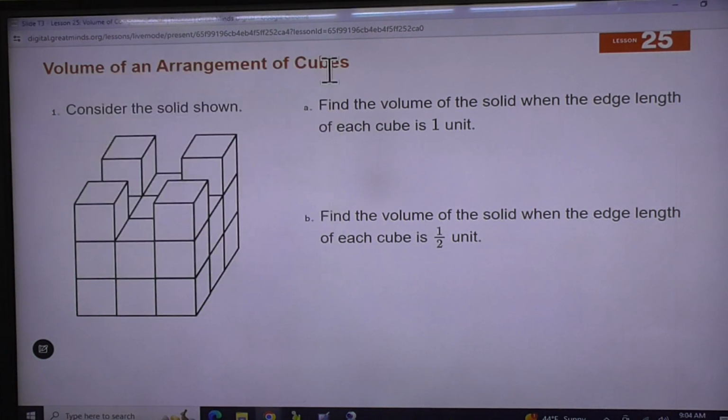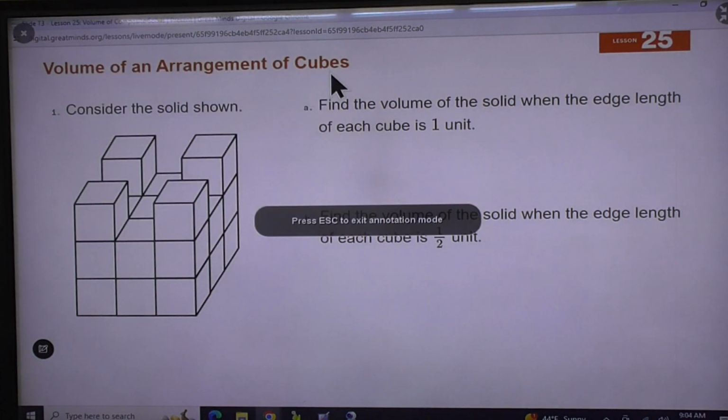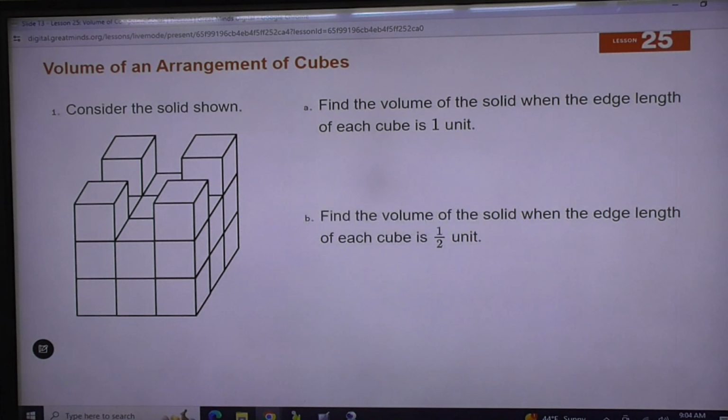All right, so I'm going to go ahead and stick to Kendall's theory. He said if we go ahead and find the volume of 1 cube, count how many cubes we got, we should be able to put it all together, right? All right, so we're going to do that. So it says right here, consider the solid shown. Find the volume of the solid when the edge length of each cube is 1 unit.